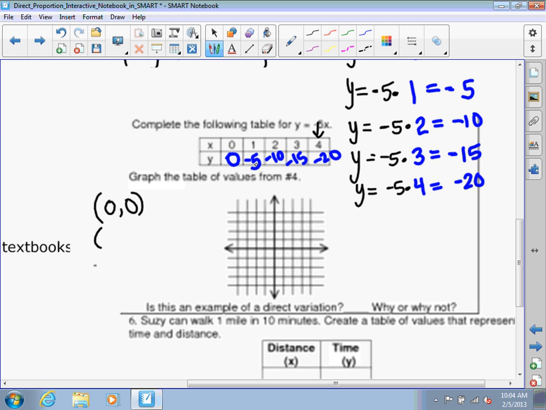And so 1 comma negative 5. Okay, what's the next ordered pair I'm going to graph? 2 comma negative 10. The next ordered pair. 3 comma negative 15. Yes, 3 comma negative 15. And the next one? 4 comma negative 20. Okay, they are the ordered pairs that we're going to graph.